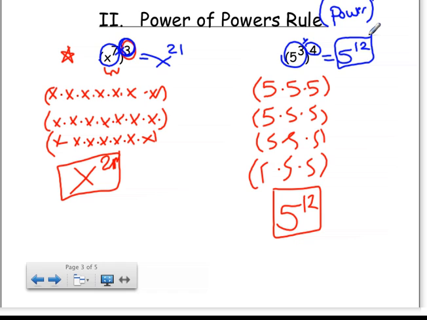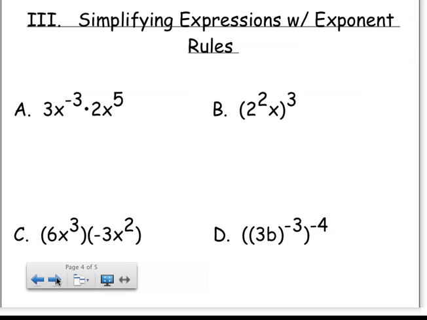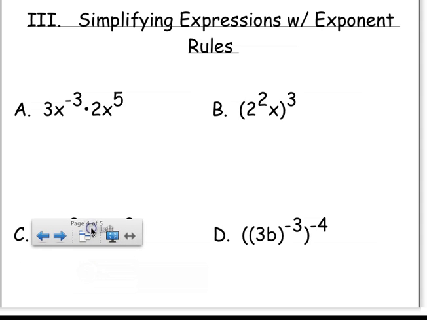And now we need to make sure we're ready to apply them, because this is really going to be the useful skill for next year when we get to algebra. So looking first at A, if I want to simplify these expressions using the product of powers or the power of powers rule, my first step is going to be to simplify any whole numbers.